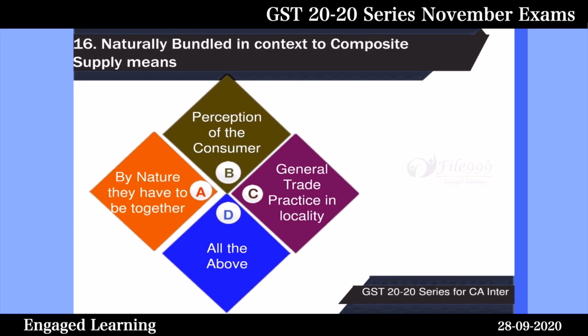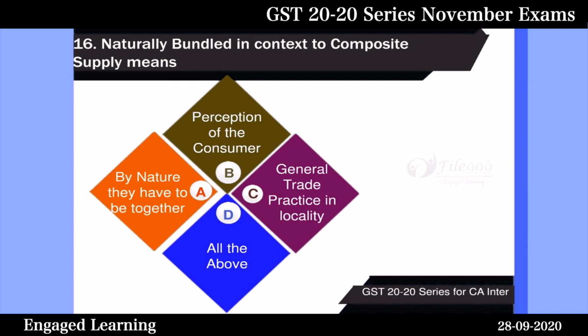Naturally bundled in context to composite supply means option A, by nature they have to be together. Option B, perception of the consumer. Option C, general trade practice in locality. And option D, all the above.